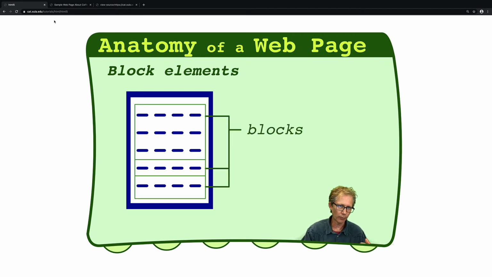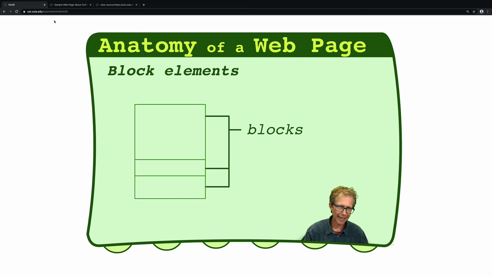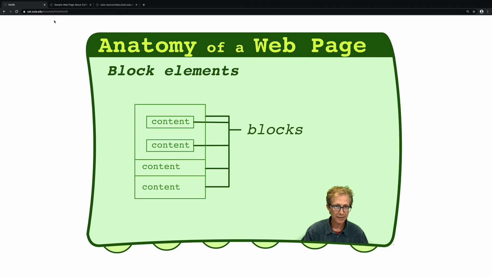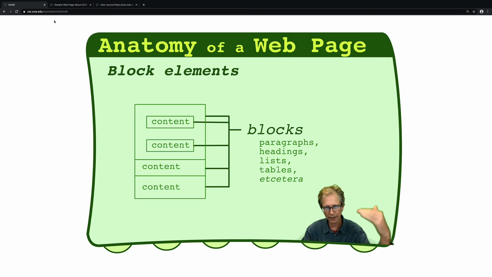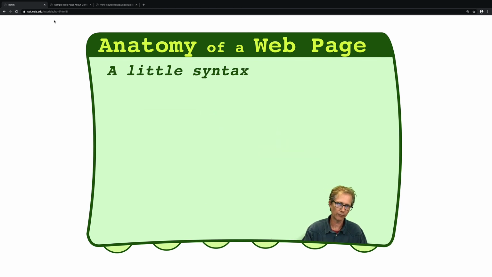All web pages are formed out of these blocks. And blocks, just blocks of content. A block of content can contain other blocks. Remember the idea of nesting, one within another. These are things like paragraphs, headings, lists, tables, and so forth. The idea of a block, though, is always it begins on a new line. That's the easiest way to think of it. The big structure of a web page.